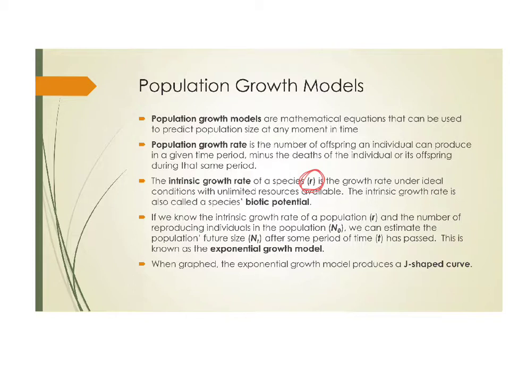So again, intrinsic growth rate is under ideal conditions, meaning that everything is wonderful and the environmental resources are stable and unlimited, which of course is most often not the case in the real world. So if we know the intrinsic growth rate of a population, which is R, and the number of reproducing individuals in the population, which is N sub naught, we can estimate the population's future size, which is N sub T, after some period of time has passed.